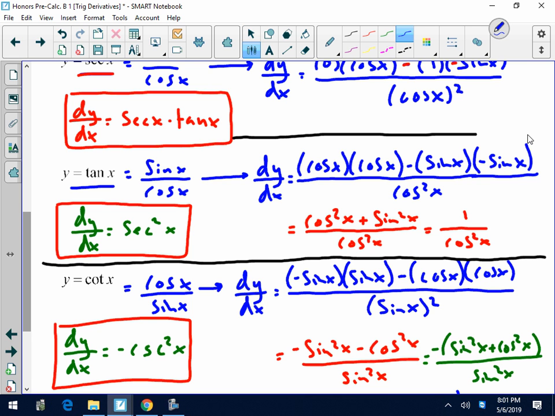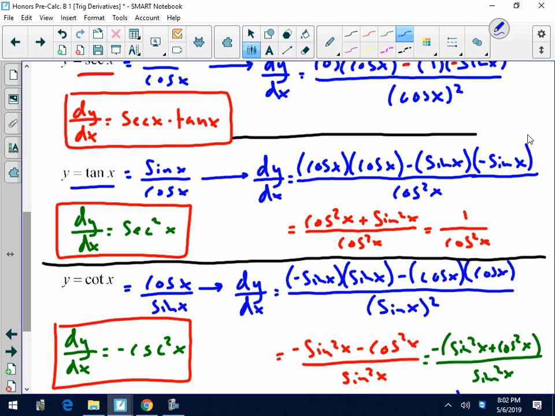All right, guys, so looking at tan x, we can say tan x is equal to sine x over cosine x. And when we take the derivative with our quotient rule, we have the derivative of the numerator, cosine, times the denominator of cosine, minus the numerator of sine times the derivative of the denominator, negative sine, over that cosine squared in the denominator.